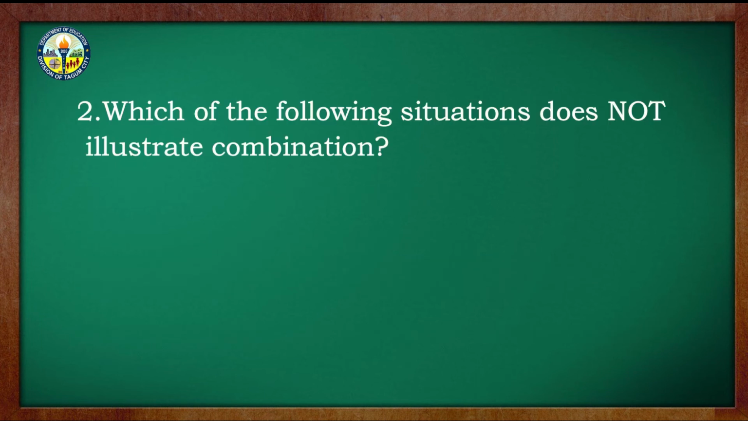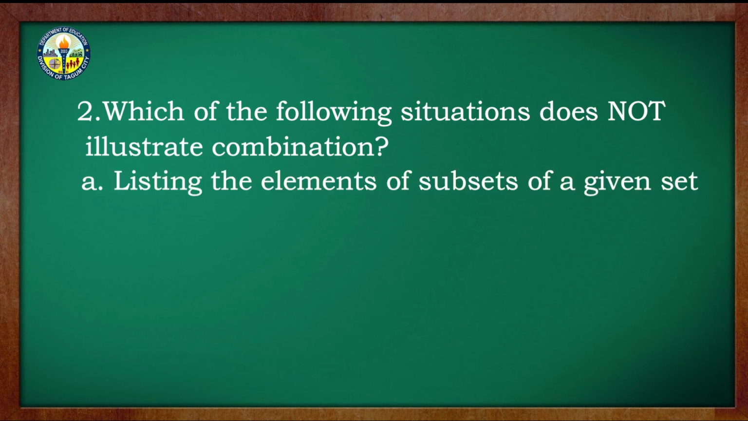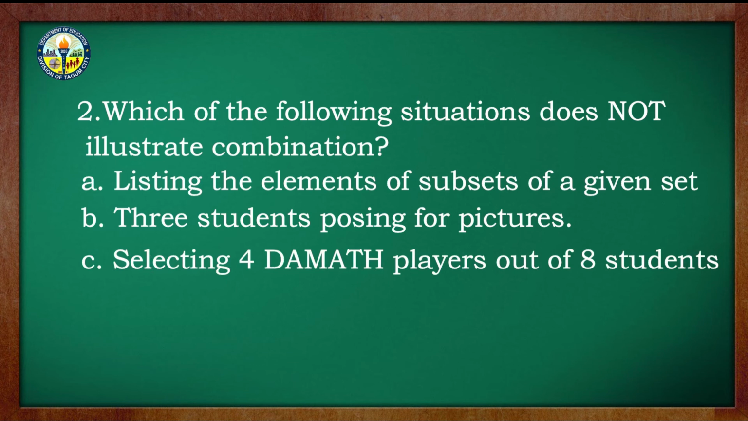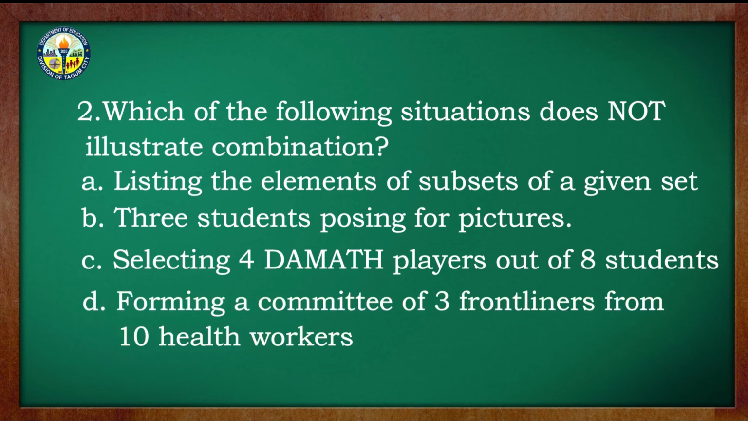Problem number 2. Which of the following situations does not illustrate combination? Letter A. Listing the elements of subsets of a given set. B. 3 students posing for 4 pictures. C. Selecting 4 dama players out of 8 students. Or letter D. Forming a committee of 3 frontliners from 10 health workers. This question will be answered for 5 seconds. Your time starts now. Time's up! The answer is letter B. 3 students posing for 4 pictures.